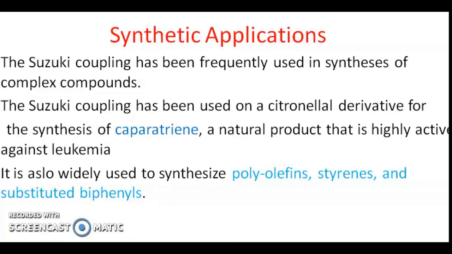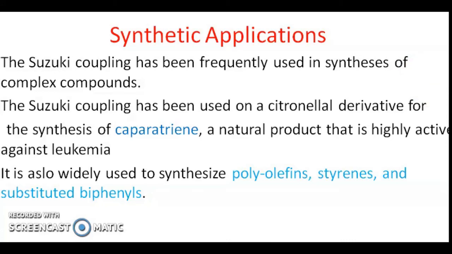Suzuki coupling has been frequently used for synthesis of complex compounds, particularly natural product compounds. Like synthesis of caparatriene, which is a natural product. We can carry out the synthesis using Suzuki coupling, and this is carried out from citronellal. This compound, caparatriene, is very active against leukemia, for treatment of leukemia. Similarly, a lot of synthetic applications are there for the synthesis of polyolefins, styrenes, and substituted biphenyls.